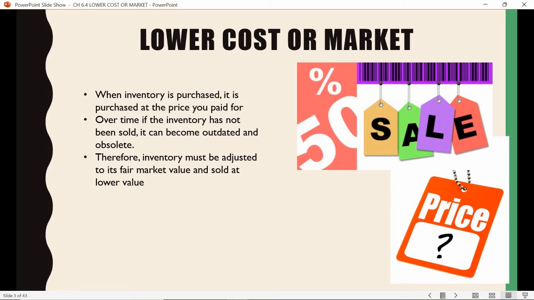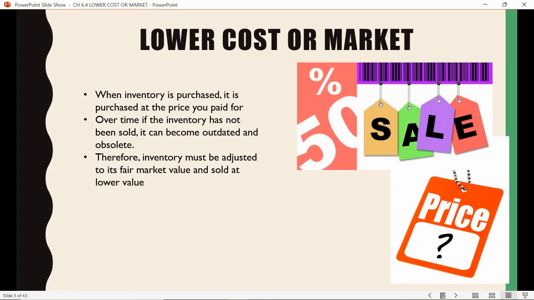We need to do what's called a lower cost or market, where we're going to be testing the cost of those products that we purchased and holding them against the market. The market is going to tell you that it's no longer worth this price anymore. So you must compare and contrast, testing whether the price that you originally purchased it for is lower than what it is being sold for on the market, what the market is telling you it costs.